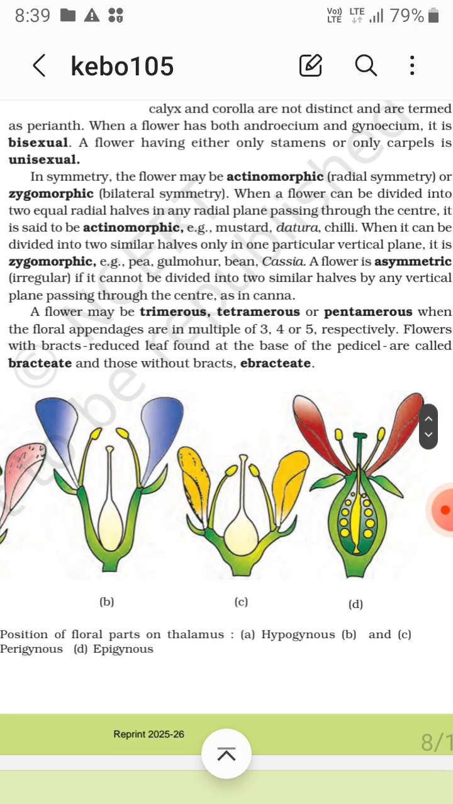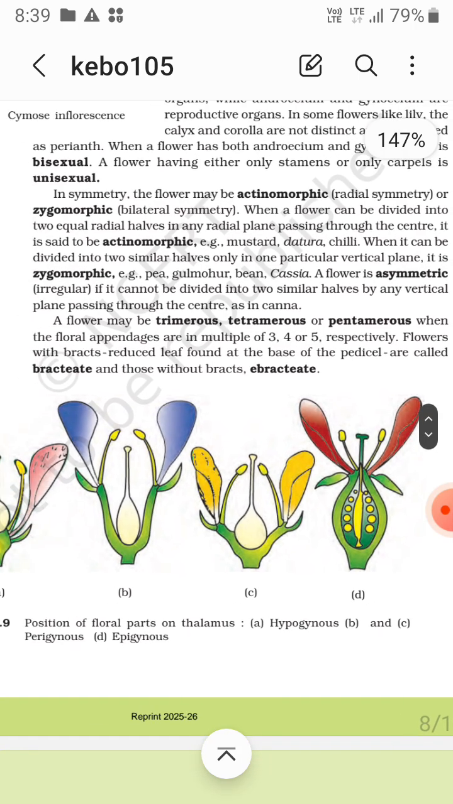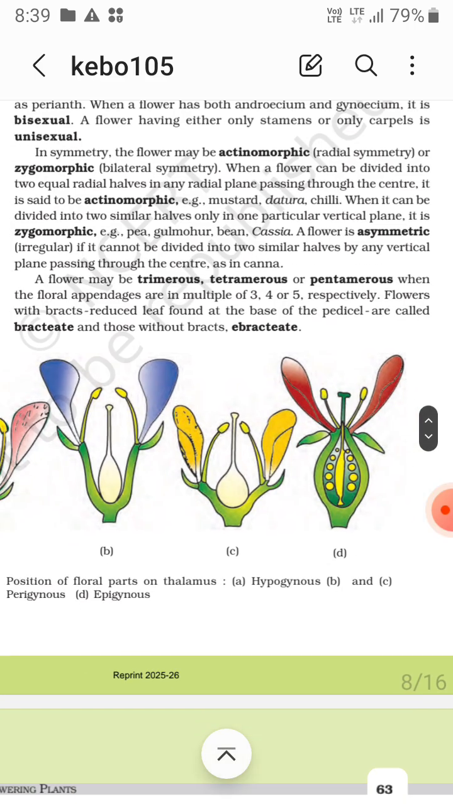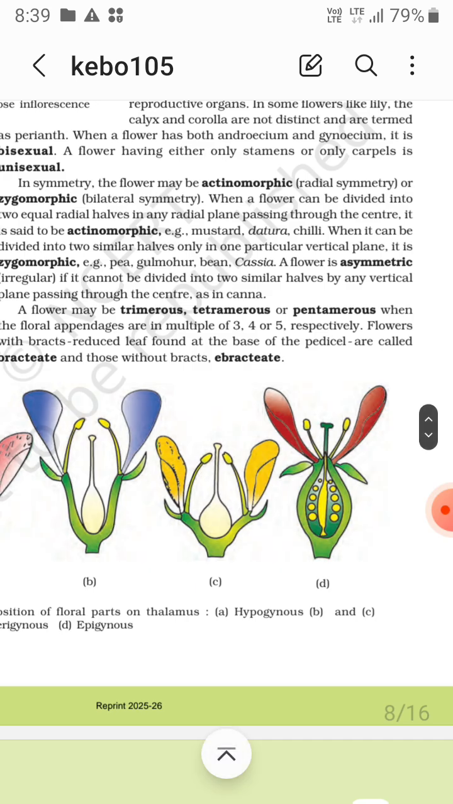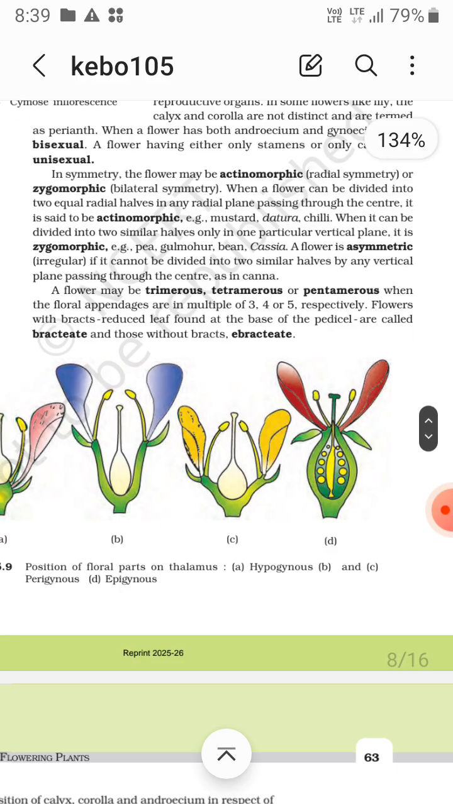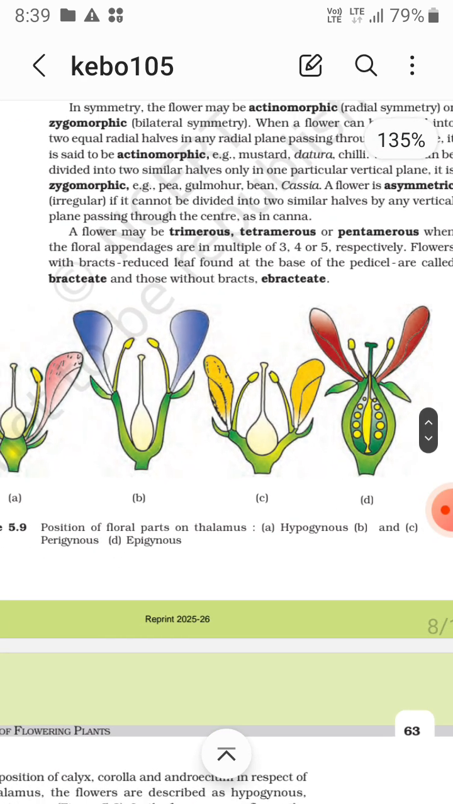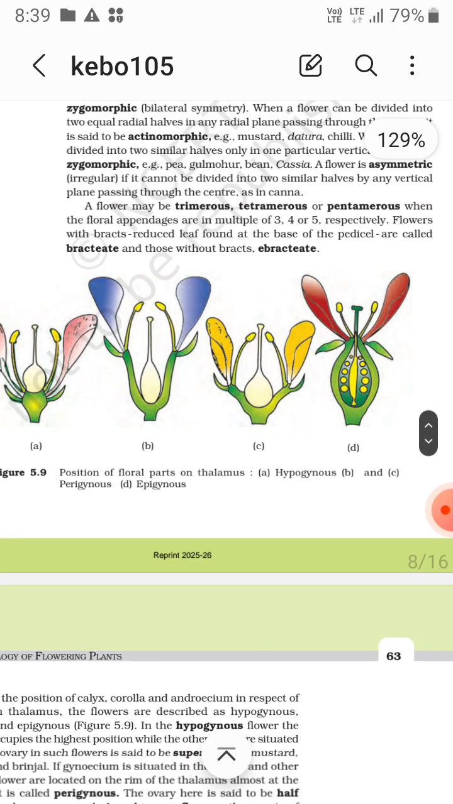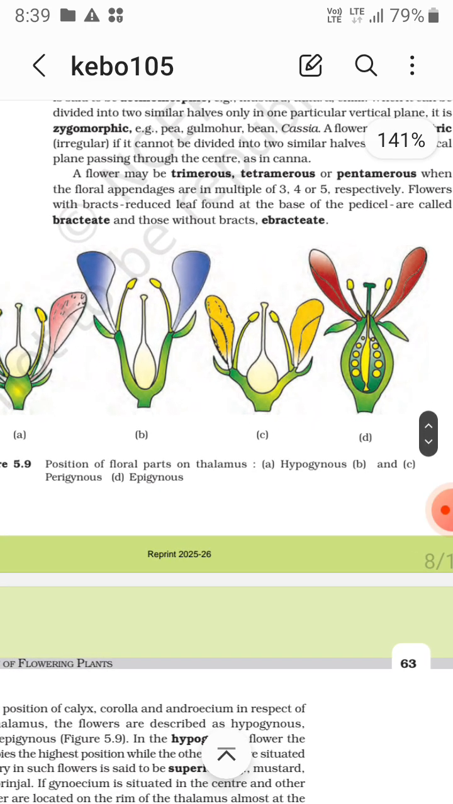A flower may be trimerous, tetramerous or pentamerous, having multiple floral appendages in sets of 3, 4 or 5 respectively. The flowers with bracts, what is a bract? It is a reduced leaf found at the base of the pedicel. What is a pedicel? As I told you, the pedicel or stalk has the swollen end, that is the thalamus or receptacle. Flowers with bracts are called bracteate, and those without bracts are ebracteate.